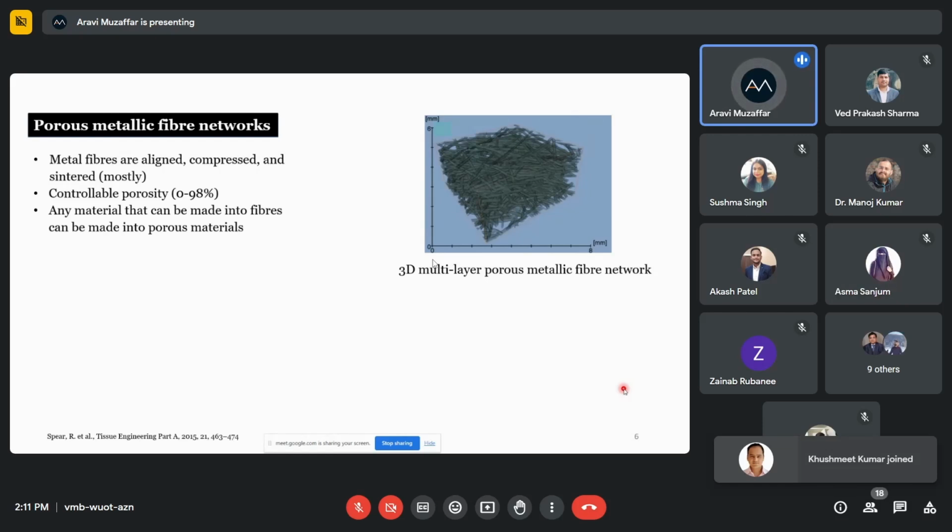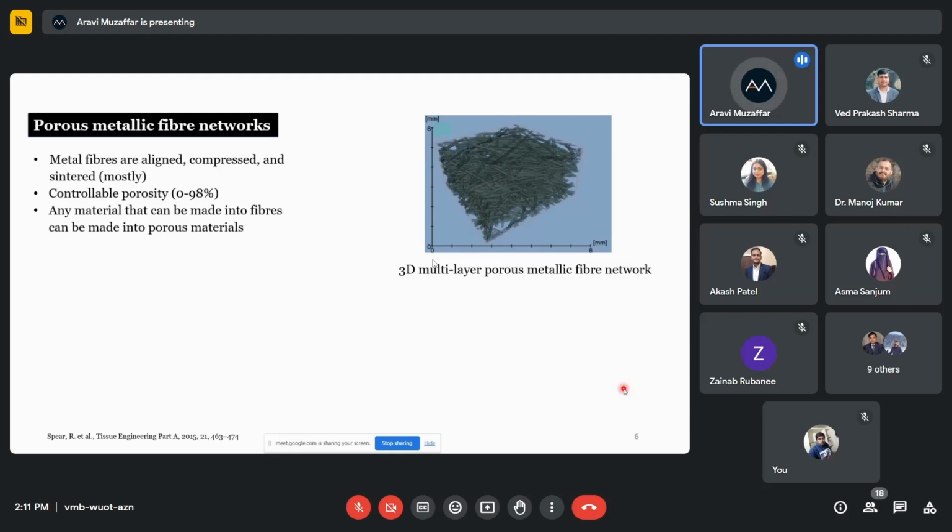So the advantage of porous metallic fibrous networks is that all the pores are open pores, because we are taking into account the metal fibers only. So there is fiber bonding that is happening, resulting in the creation of open pores. And the open pores are very controllable, meaning you can control the porosity depending on the application that you want to use these porous materials for.